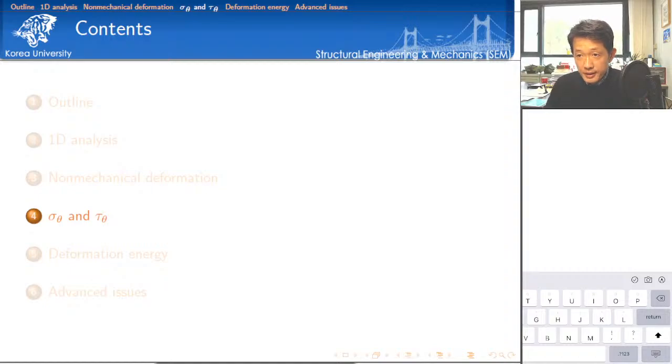So this subject is the calculation of normal stress and shear stress in arbitrary directions. Click the fourth step on top of my lecture note. Then, clicking this tab leads you to the subject that we consider.